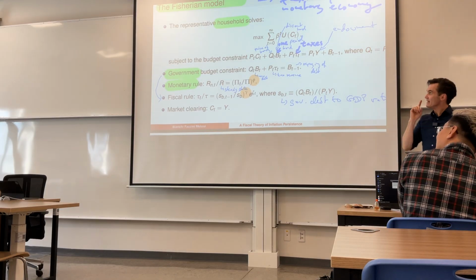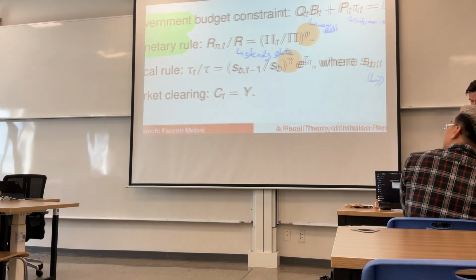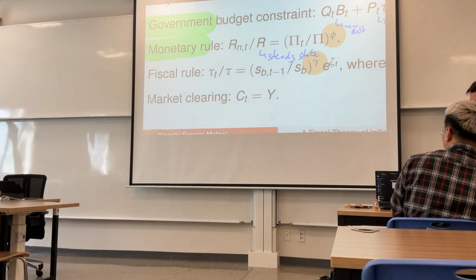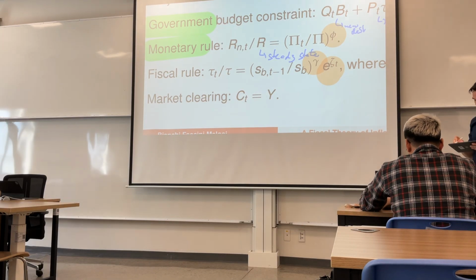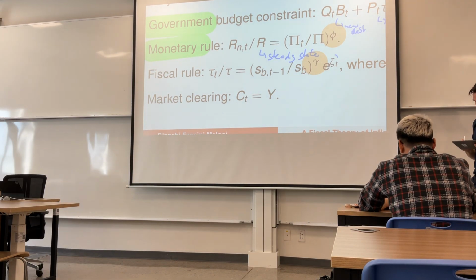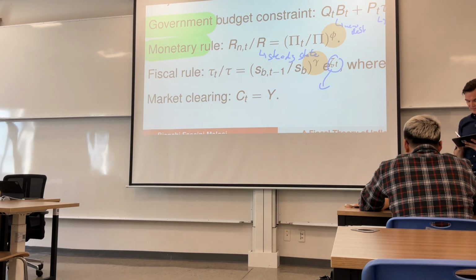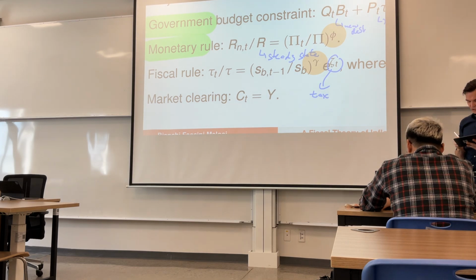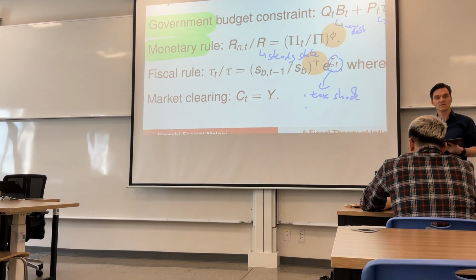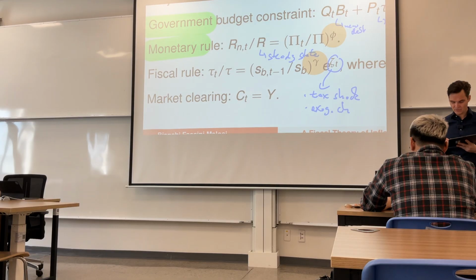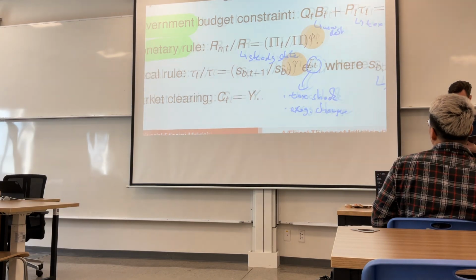Okay? And then there is one more element in this fiscal rule. This is this zeta t. Okay, there's one more thing. What is this zeta t here? That is a shock. So that is a tax shock. You can interpret this as a so-called tax shock, or an exogenous change in taxes.